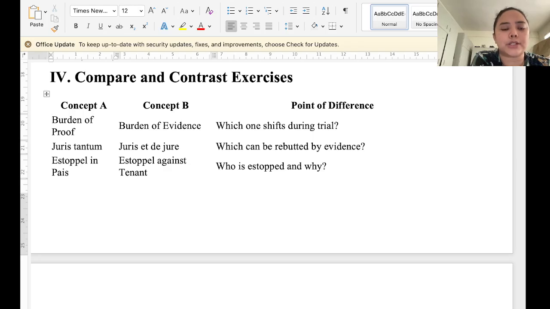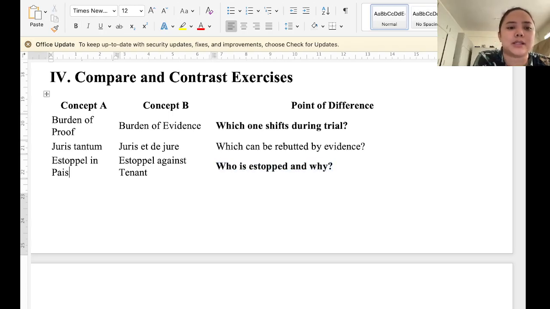So, these are your exercises, class, that I will leave to you. On burden of proof and burden of evidence, which one shifts during trial? Okay. The burden of proof never shifts, class, while the burden of evidence may be shifted during trial, which can be rebutted by evidence. You answer this. Who is estopped and why? Estoppel in pais, estoppel against tenant. Here, the tenant is estopped, of course.